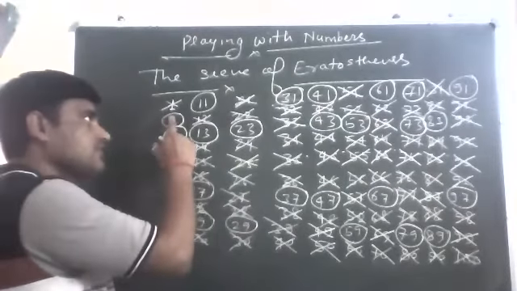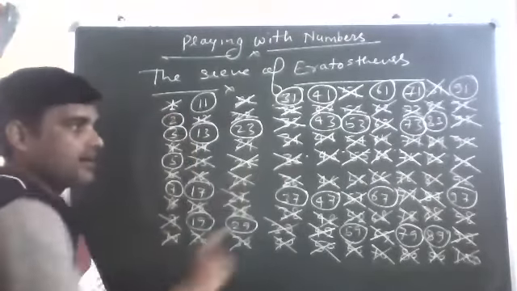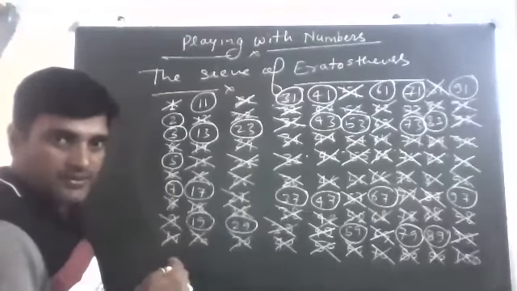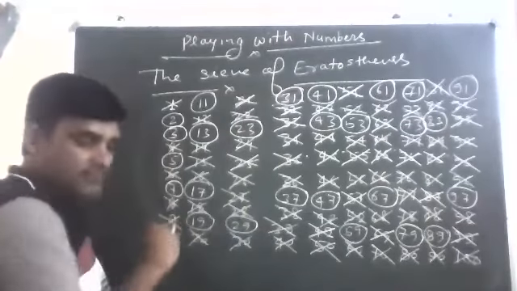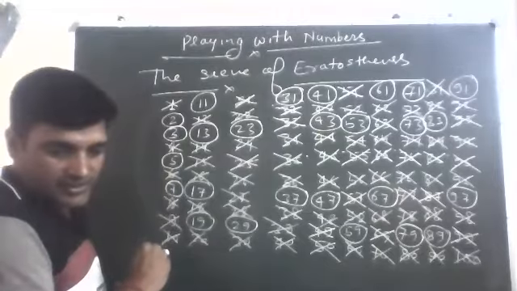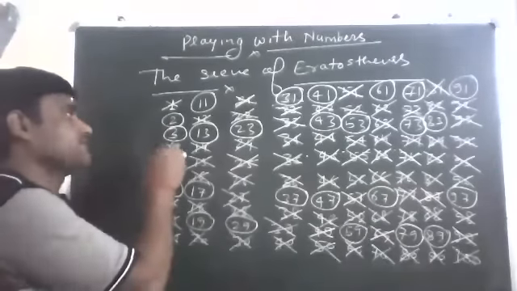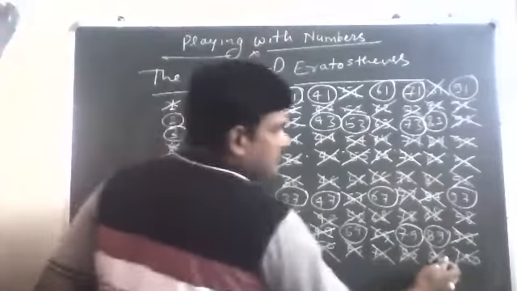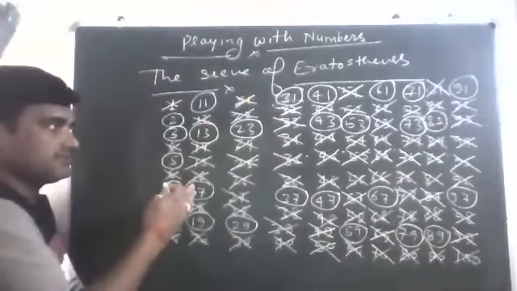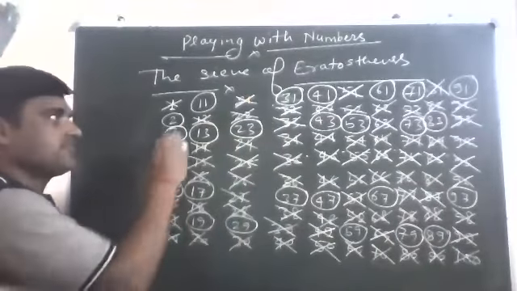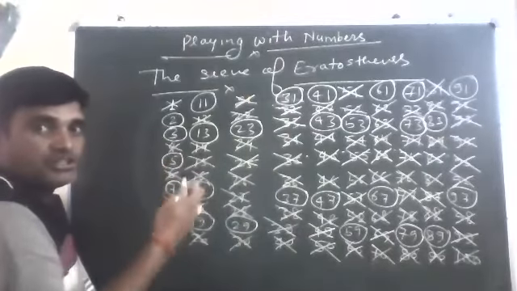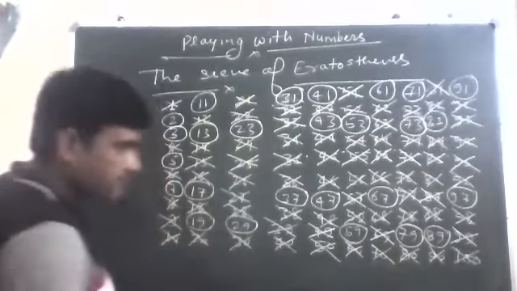These circled numbers are prime numbers. Understand? And from 4 to 100, all the numbers except the circled numbers are composite numbers. Okay, understand?